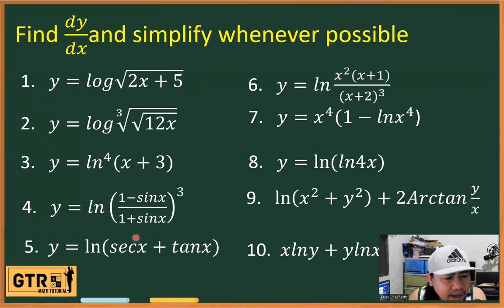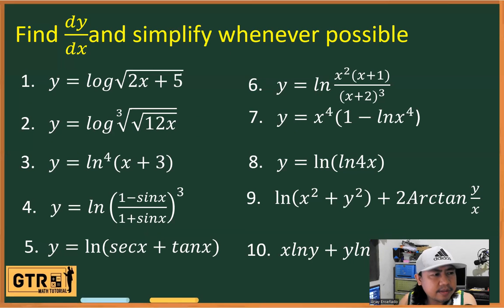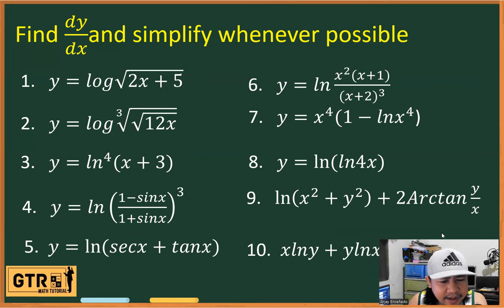Okay, so here are the numbers na sasagutan natin. So find the derivative of y with respect to x and simplify whenever possible. So try to pause the video. Pause the video and then try to answer these 10 numbers. Okay, screenshot nyo muna and then try nyong sagutan bago panoodin. Okay, so sagutan na natin. Lagyan natin yung mukha ko para kita nyo naman yung nagsasalita. Mas madaling maintindihan pag nakikita nyo, di ba?